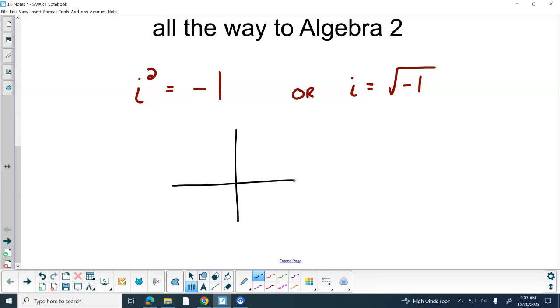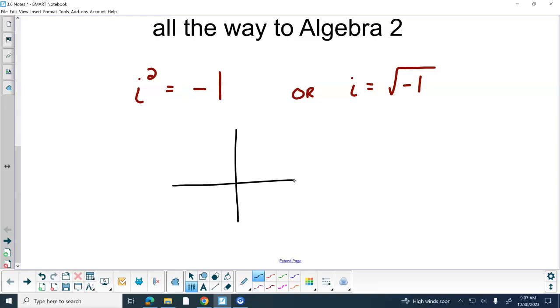Now, you may have learned at some point in time, probably don't remember it, that a solution to a polynomial, an answer to a polynomial, a root to a polynomial, are all where the graph of that polynomial crosses the x-axis. That's where you find all of your answers, all of your solutions, all that fun stuff.